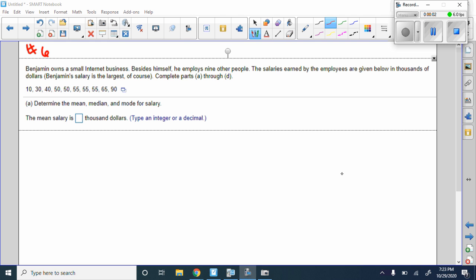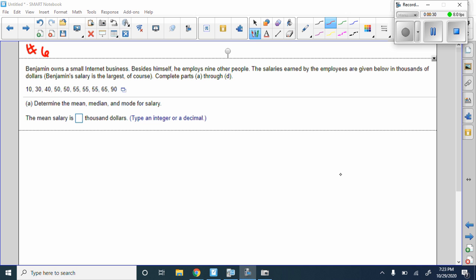Chapter 3, number 6. It says Benjamin owns a small internet business. Besides himself, he employs 9 other people. So the salaries earned by the employees are given in thousands of dollars. Benjamin's salary is the largest, of course. So the 10, the 30, the 40, the 50, 50, 55, 55, 55, 65, and 90 all represent 90,000, 65,000, 55,000, all the way down to 10,000, right?